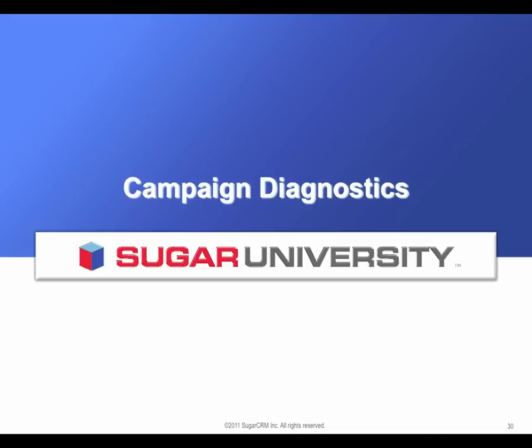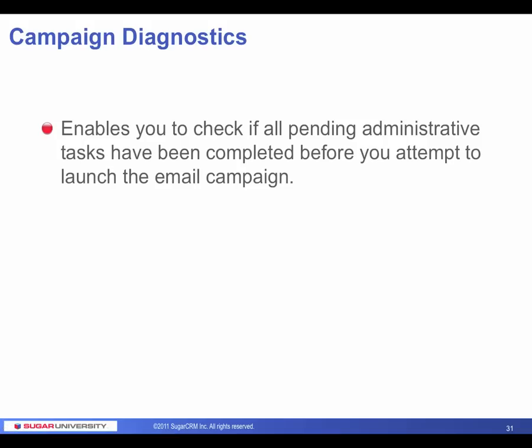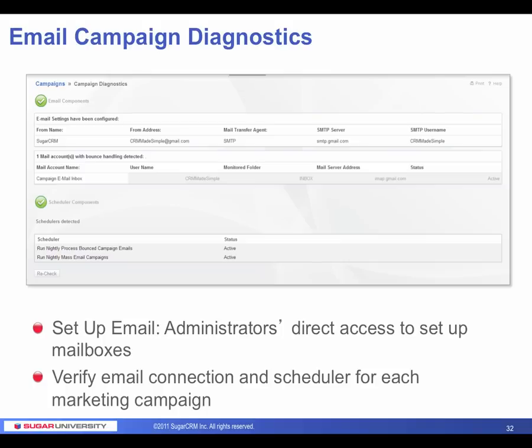Now let's look at Campaign Diagnostics. The Campaign Diagnostics link is a system check for you to make sure your email settings and scheduler components are set up correctly. You will find it in the Actions menu. You can check to make sure that the email connection and scheduler are set up properly. Only the system admin has access to this Setup Email page, and they can set up the mailboxes to use for your campaign from this link. It's a great place for system admins to check email settings to ensure the system is ready to send email campaigns.